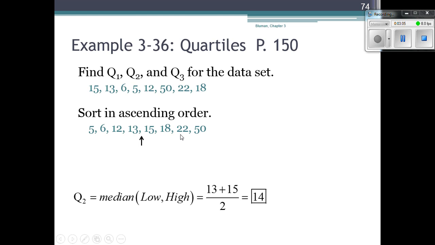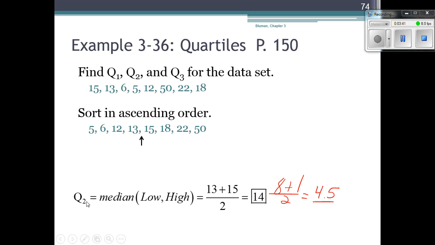If you remember how to find median, we count how many numbers there are. 1, 2, 3, 4, 5, 6, 7, 8. There are 8 of them. So you take 8, add 1, divide it by 2. 8 plus 1 is 9. 9 divided by 2 is 4.5. So this is the number that will be our quartile 2, the 4.5 number. 1, 2, 3, 4. Half is right here. What number do you use? Remember, you take these 2 and find the average. So 13 plus 15 is 28. 28 divided by 2 gives us 14.